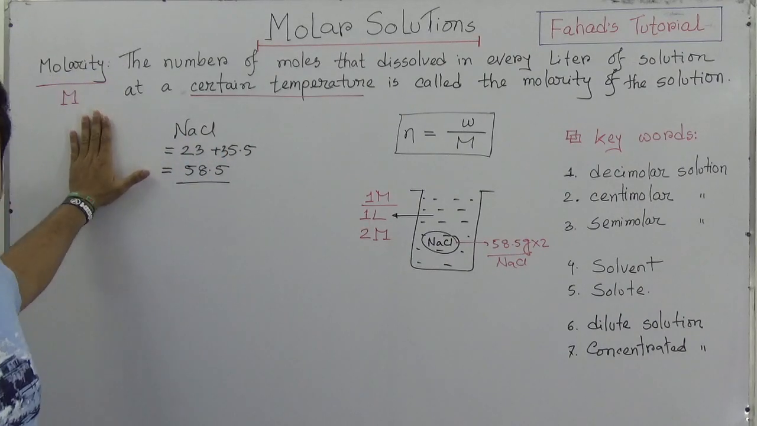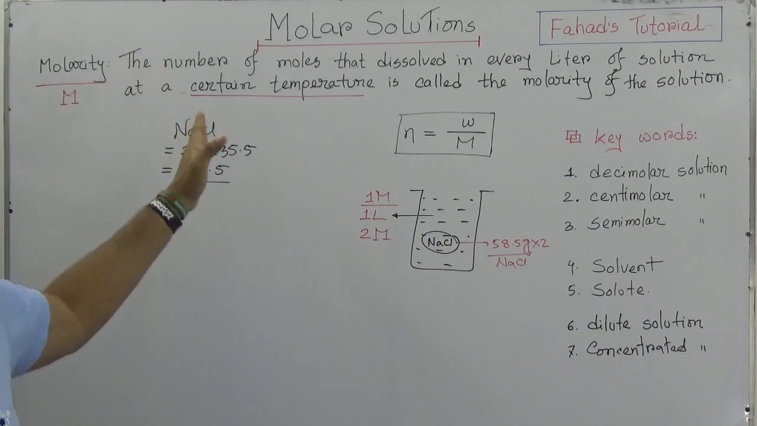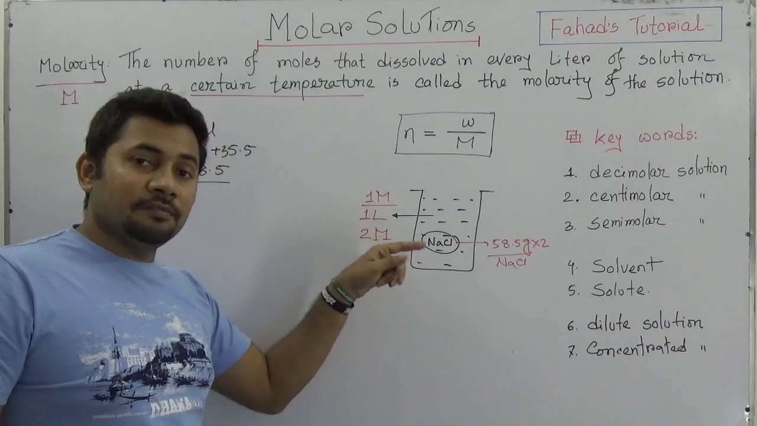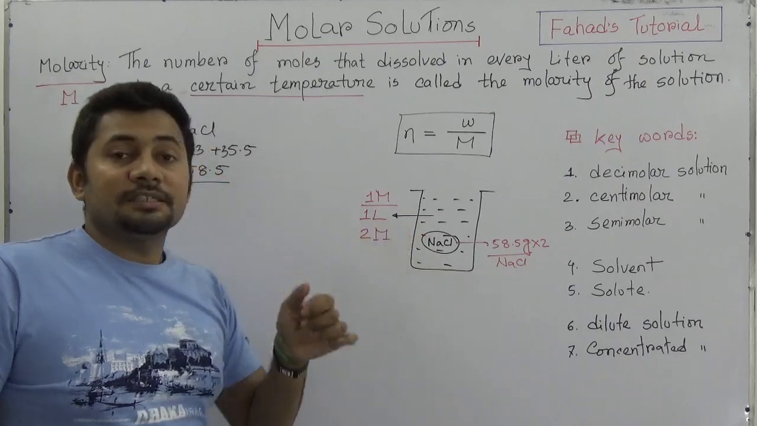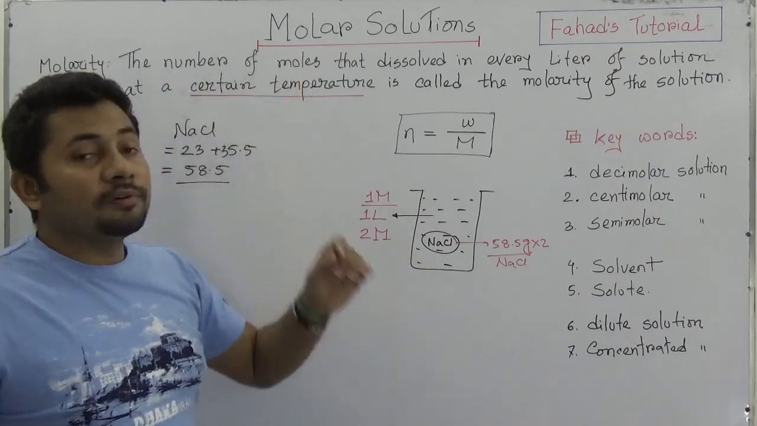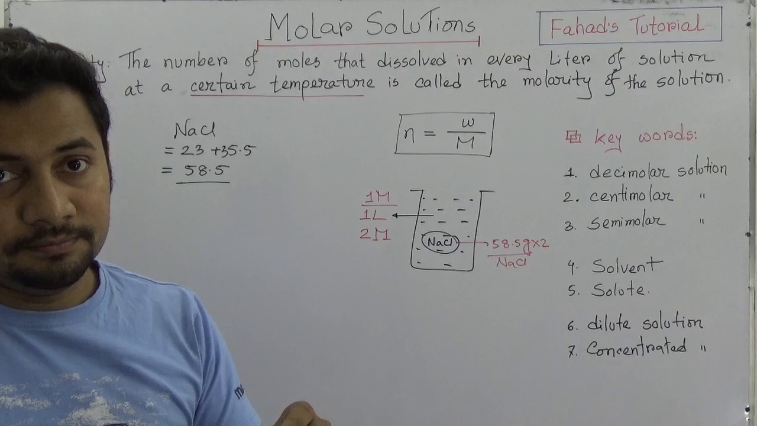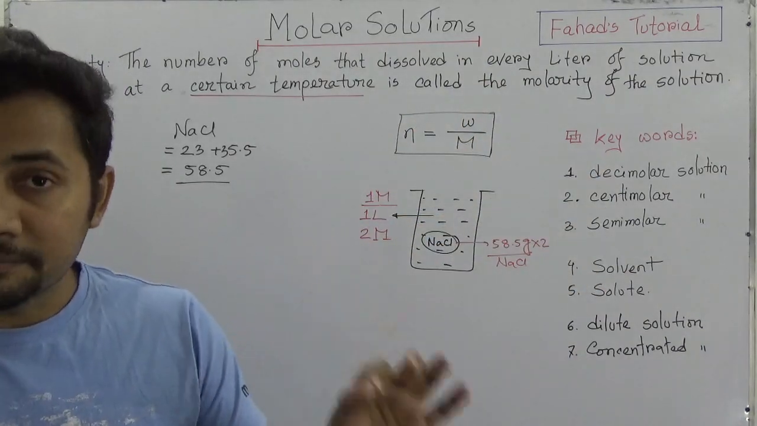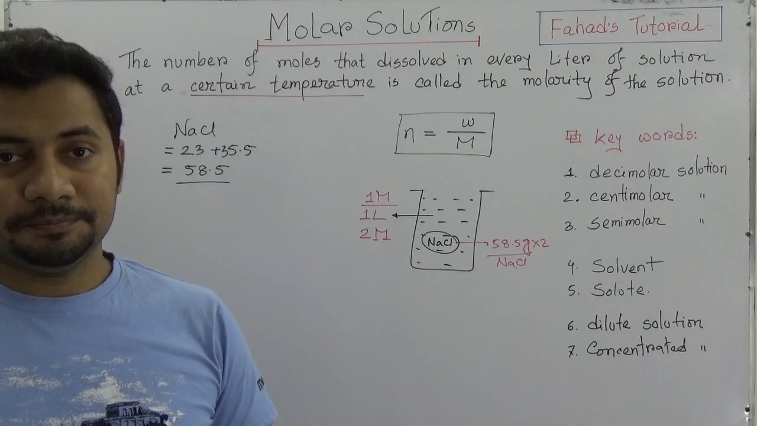So we need to understand molarity first: the number of moles. If 1 mole is dissolved, 1 molar. If 2 moles are dissolved, 2 molar. So the number of moles that dissolve in every liter of solution at a certain temperature is called the molarity.